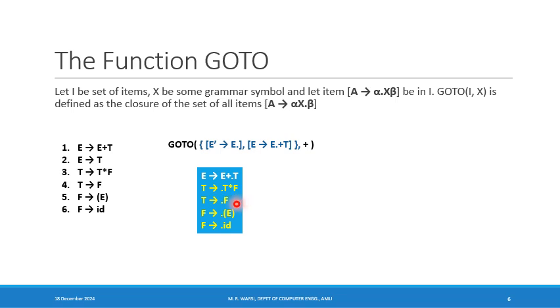Once again, immediately after the dot I have the variable capital F, so I add LR0 item corresponding to the production of the variable capital F. I have these two production of the variable capital F, so I add these two LR0 item. Capital F derives dot within bracket capital E, and capital F derives dot identifier, and this becomes the goTo on the grammar symbol plus from the given set I.